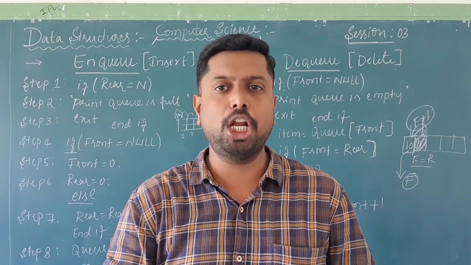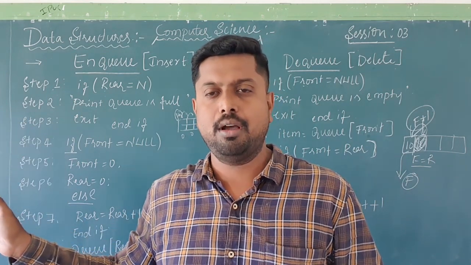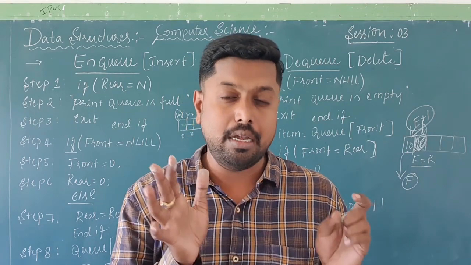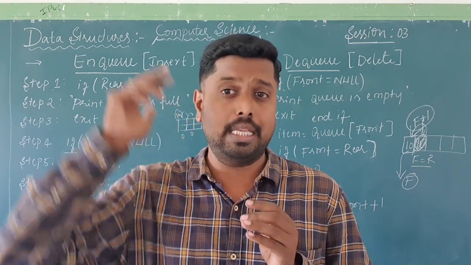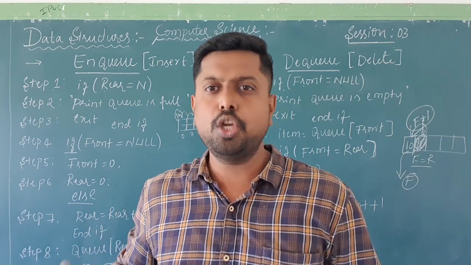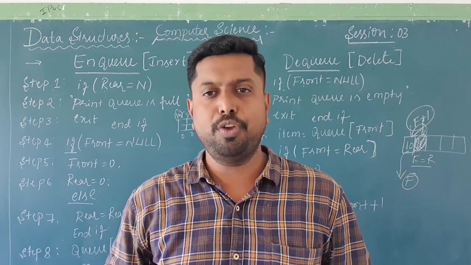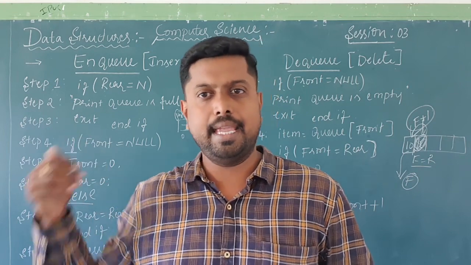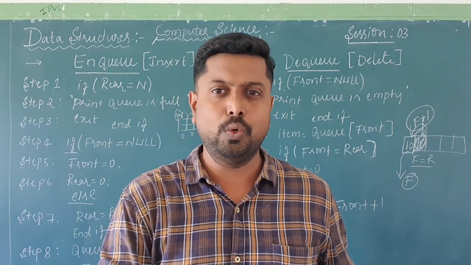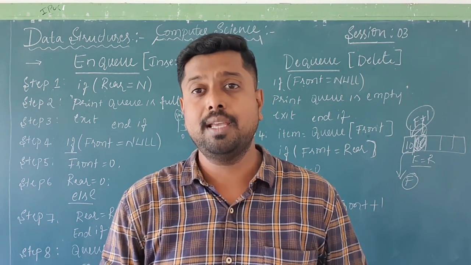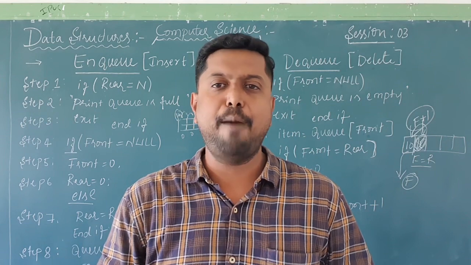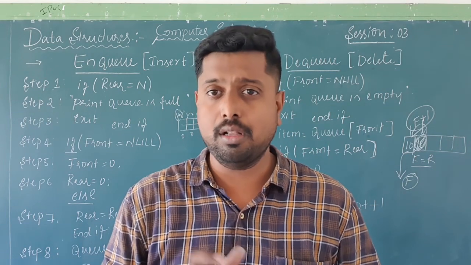Very important algorithms: insertion or NQ, deletion or DQ. Don't confuse these concepts with insertion and deletion in an array. That is a different concept, and queue is a different concept. Adding a new element to the queue is NQ. Deleting an element from the queue is DQ. So these two are the algorithms. They may ask them individually for 5 marks. After that, applications of the queue is also a 5 marks question.